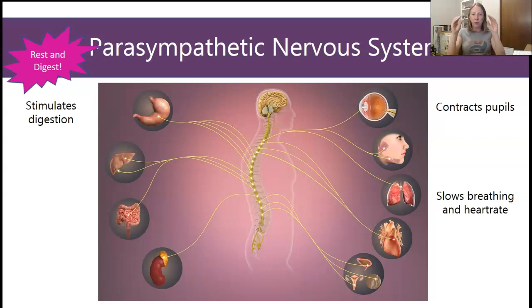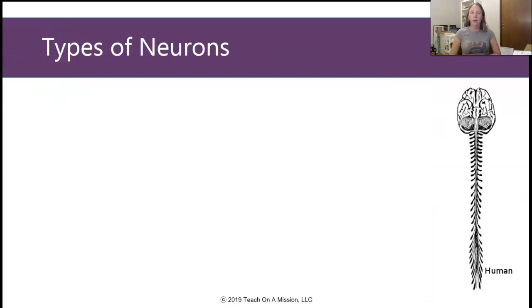It will contract your pupils down to their normal size, and your breathing and your heart rate will slow down. So this is your rest and digest system.